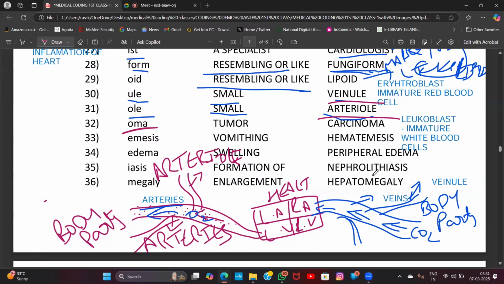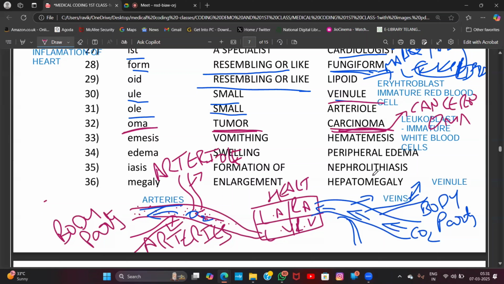The next one, oma. Oma is nothing but tumor. Carcinoma. What is meant by carcinoma? Cancerous tumor. Abnormal cell division is called a tumor. Carcinoma is nothing but a cancerous tumor.